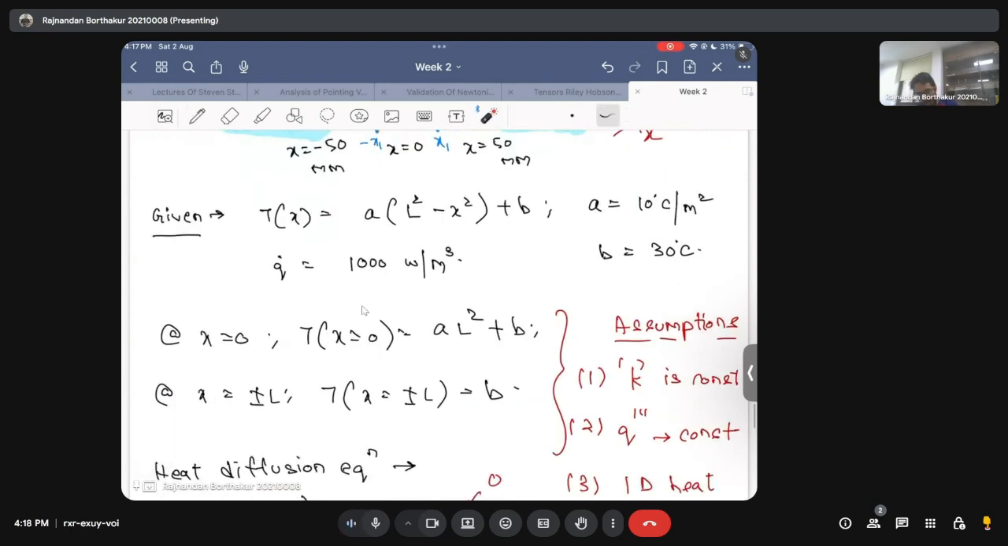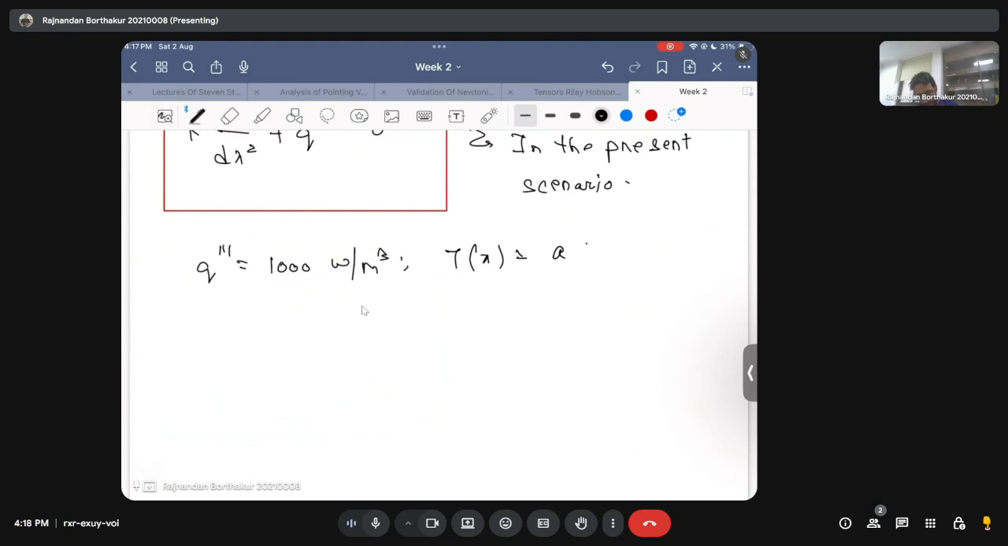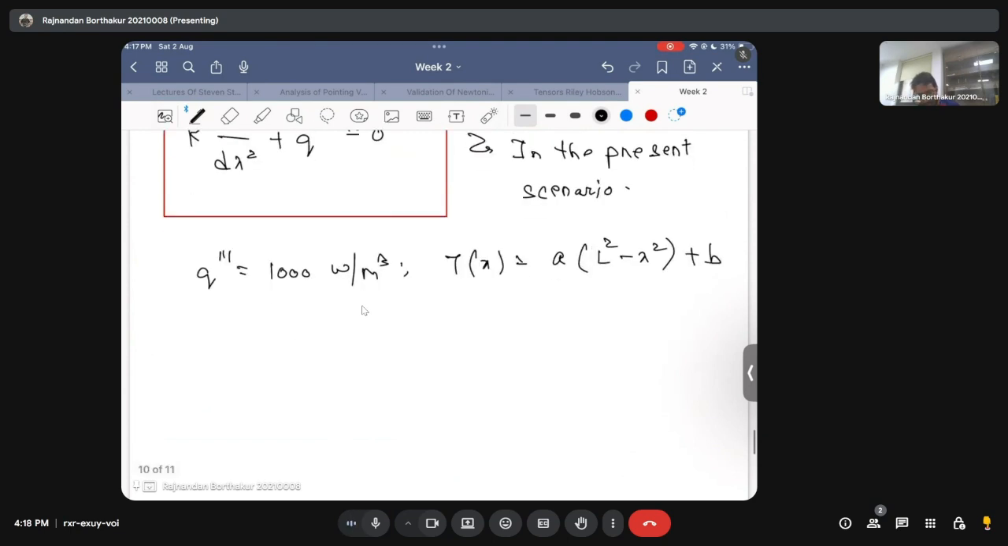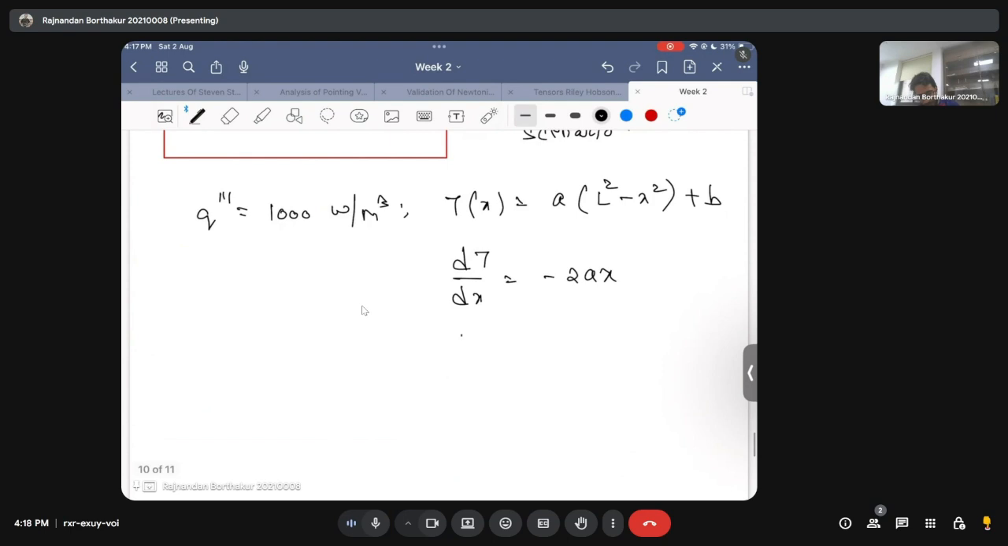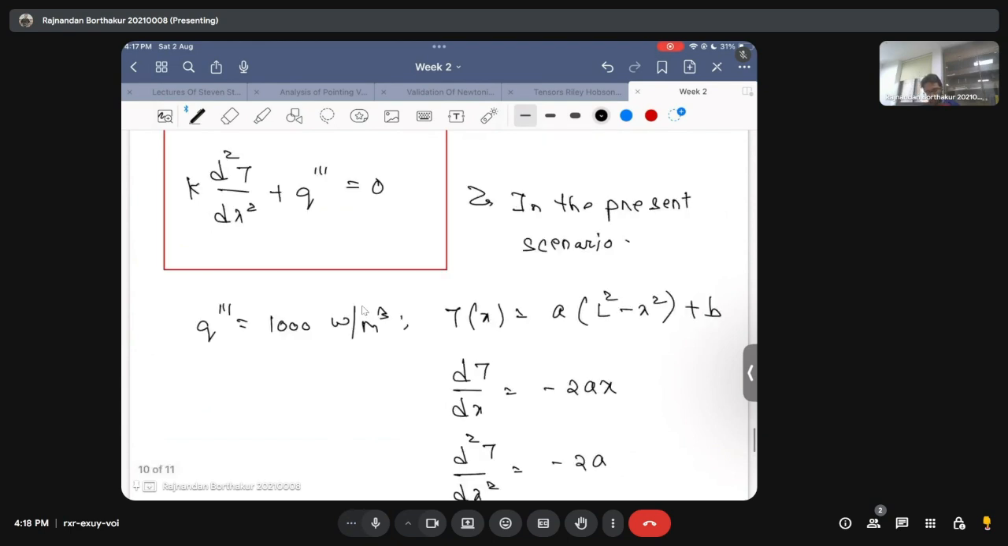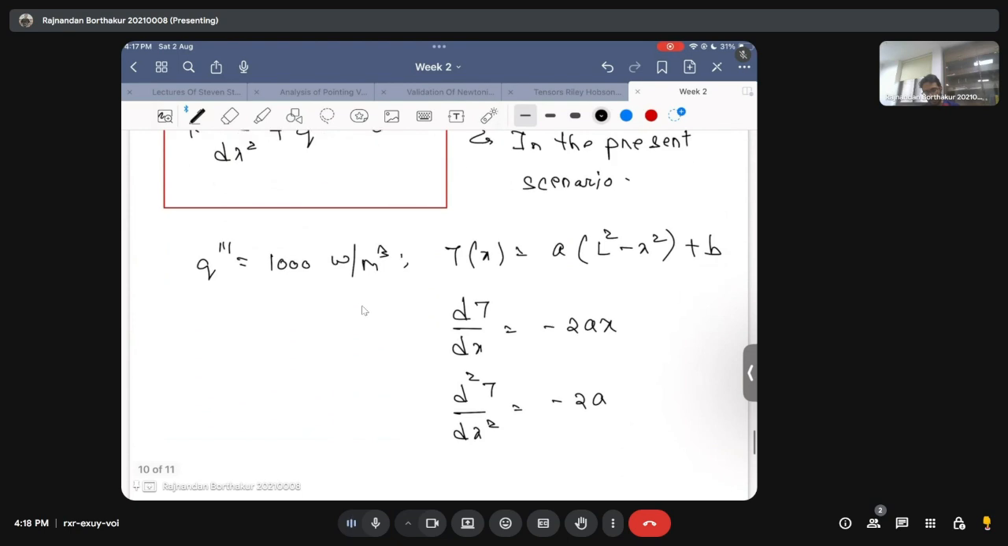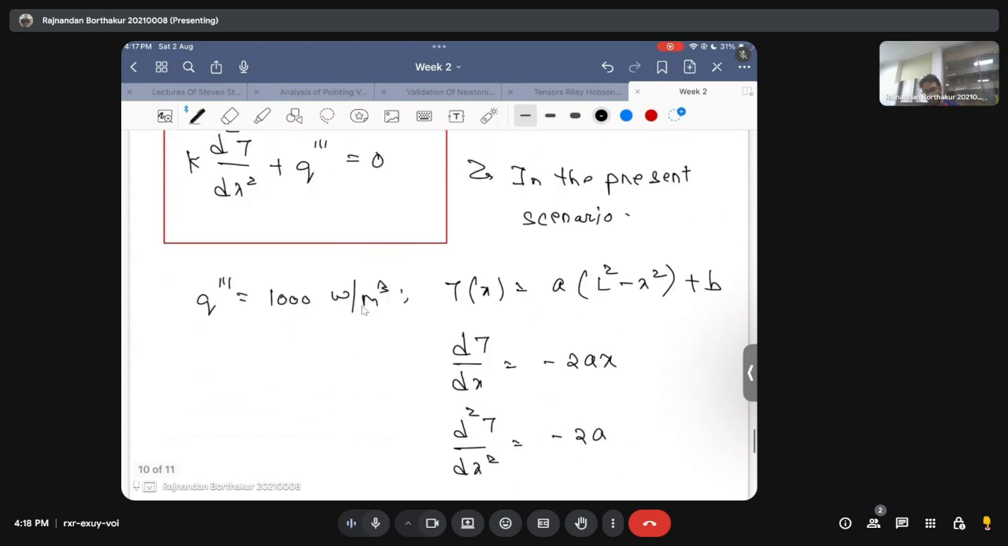So my temperature profile is given as something like this. It is given as a into L square minus x square plus b. Which means I can eventually calculate what is dT/dx. My dT/dx would be minus twice of ax, and then I can calculate what is d2T/dx2. It would be just twice of a, if I'm correct. Yeah. So this means that I know what is d2T/dx2. It is just twice of a. I just need to substitute the values.